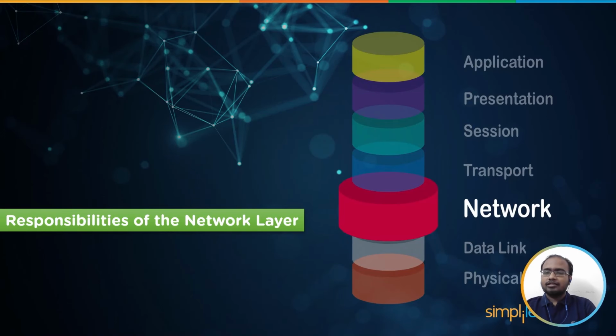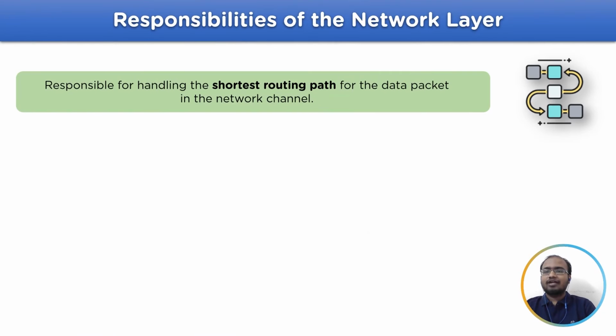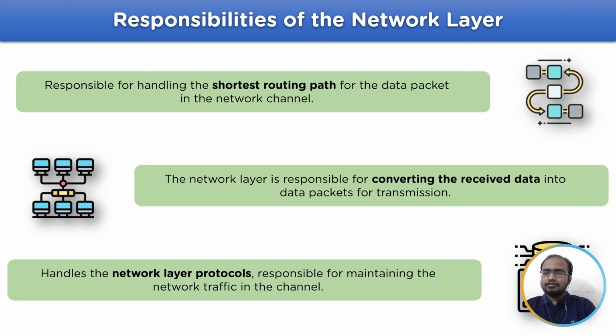Now, let's look at the responsibilities of the network layer. The network layer is responsible for handling the shortest routing path for a data packet in the network channel. It is also responsible for converting the received data into packets for transmission. This layer also handles the network layer protocol, which is responsible for maintaining the network's traffic in the channel.